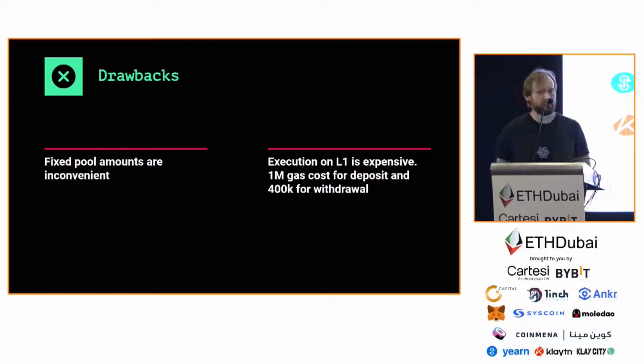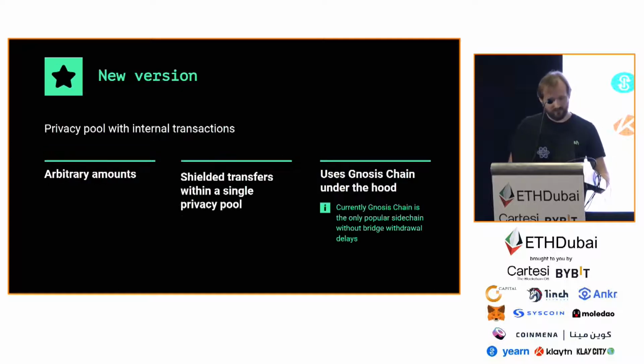In Tornado Cash, we have pools of fixed amounts, like 1 Ether, 10 Ether, and 100. They are separate, and they have separate anonymity sets. It's also not very convenient to use those fixed amounts, because you often need some custom amount to pay someone. And it's also pretty expensive. So 1 million gas for deposit and 400K for withdrawal.